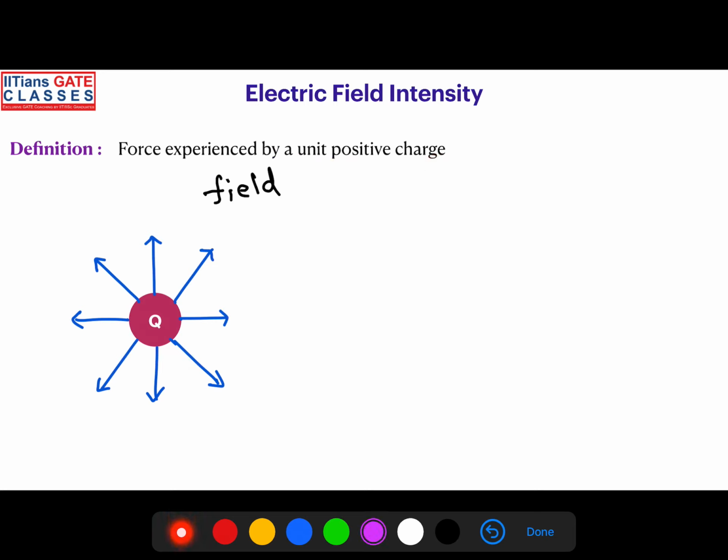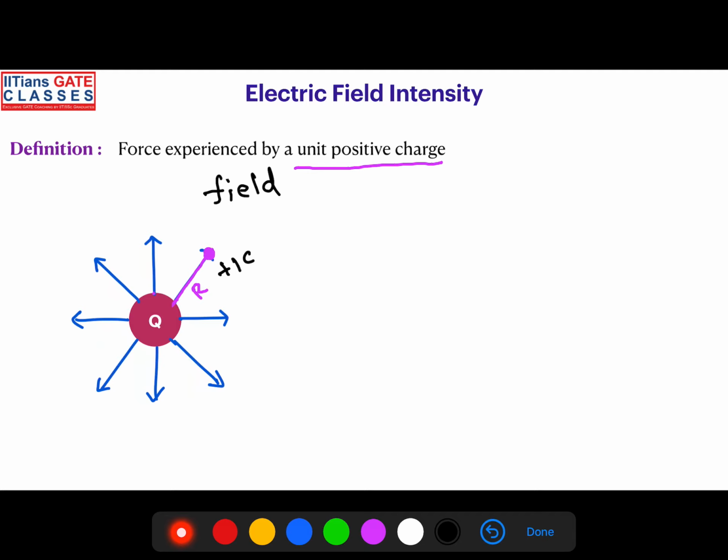So let us say this is a particular point where I have to find out the magnitude of the electric field intensity. So what does the definition say? It is the force experienced by a unit positive charge. So let us say this is your charge and this is your observer and the distance is r. Now as per the definition, wherever you want to find the electric field intensity, I have to place a unit positive charge there.